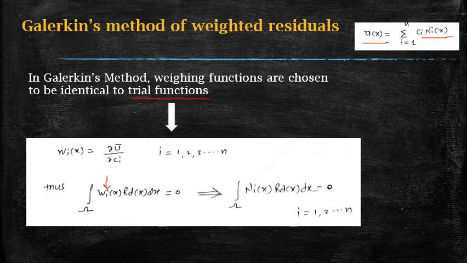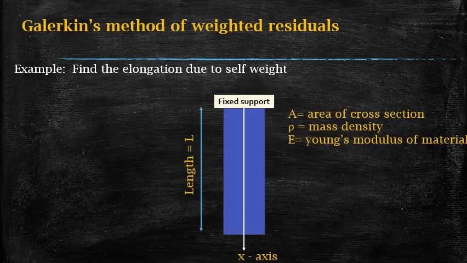So this expression turns out to be the integration over the domain of Ni of x into R_d(x) dx is equal to 0, where i is from 1 to n. It depends upon how many terms are present in your trial solution. So this weighing function is nothing but Ni of x, which is the same function present in our assumed trial solution. So that was the basics of Galerkin's method, and I introduced this portion only for revision purposes.